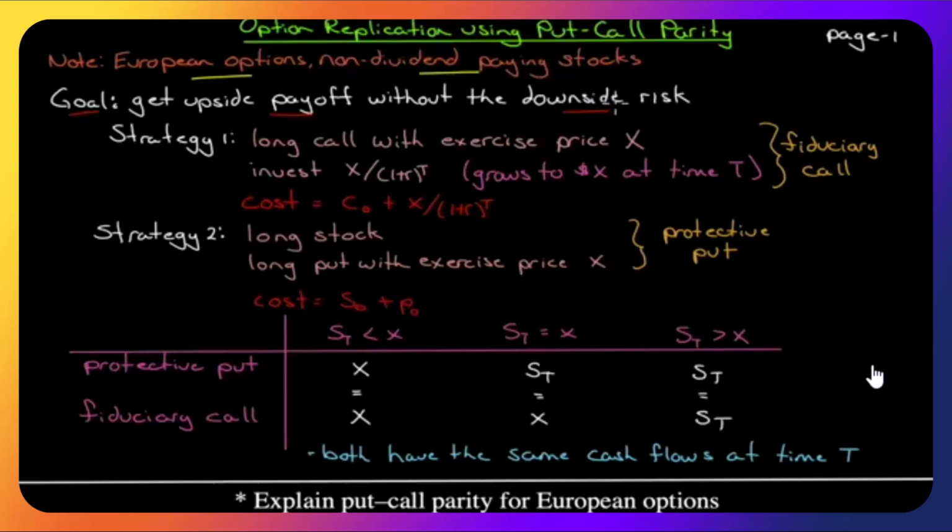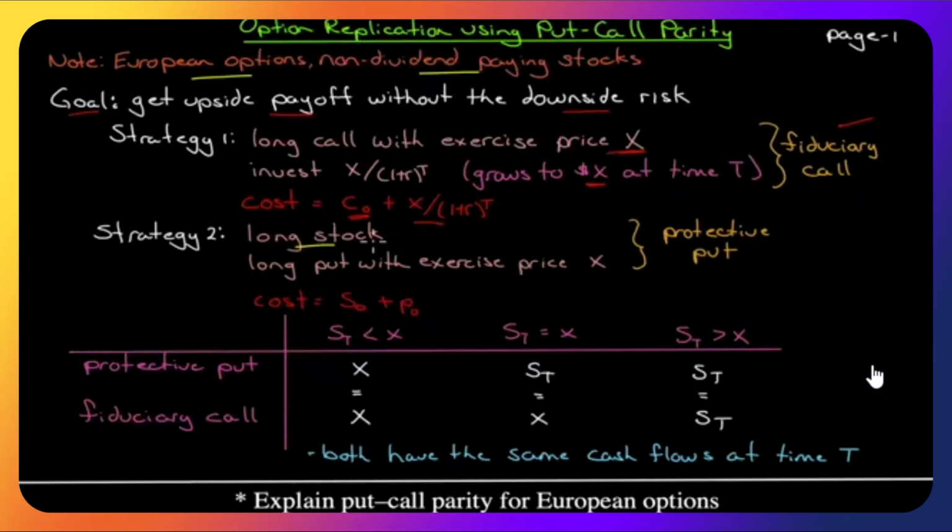There are two ways to get that done. Strategy one is let's just buy a call option with an exercise price X, and let's invest the present value of that exercise price today so that it grows to X at time T. It's going to cost us C0, which is the price of the call option today, plus the present value of the strike price we'll put in an investment that grows at R. This is called a fiduciary call. Our downside is just what we paid for the option. Our upside is unlimited.